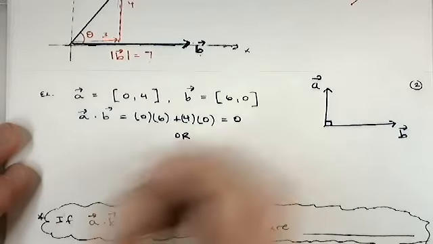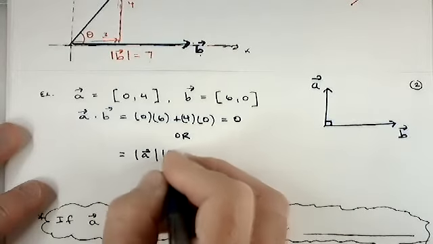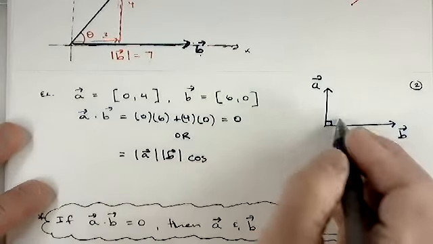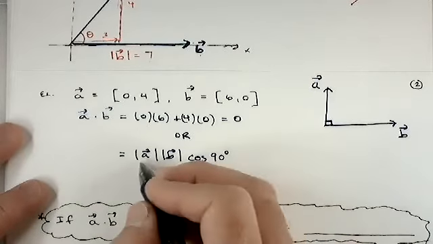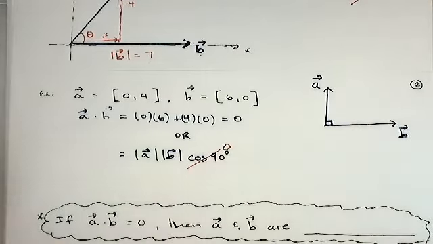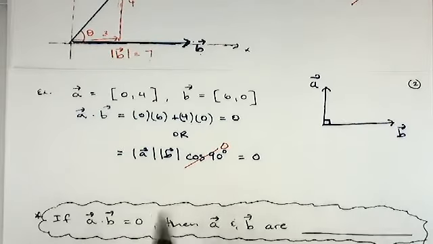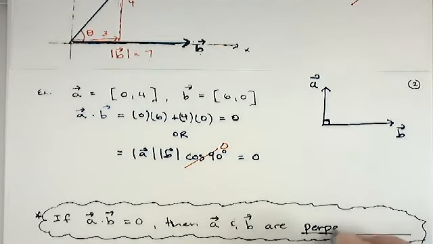Because I could have also used the magnitude of A times the magnitude of B times the cosine of the angle between them, but I can already see that that's 90 degrees, and it doesn't even really matter what the magnitudes of A and B are because the cosine of 90 degrees is 0. This is going to come out to be 0. And so a very, very important thing about the dot product is knowing that if you have two vectors and the dot product is 0, then your two vectors are perpendicular.